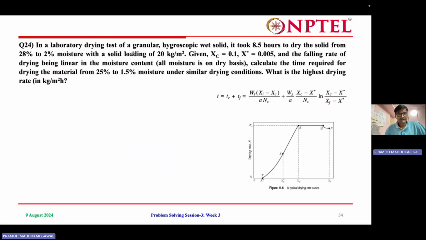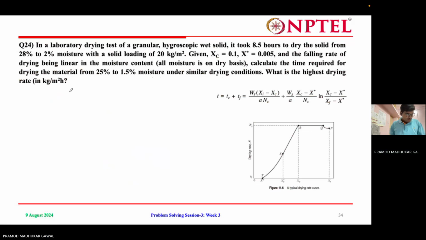In a laboratory drying trial of a granular hygroscopic wet solid, it took 8 hours to dry the solid from 28% to 2% moisture with a solid loading of 20 kg per meter square. Given x is equal to 0.1 and x star is 0.05, this is the equilibrium moisture, and the falling rate of drying is linear in the moisture content. All the moisture is on a dry basis. Calculate the time required for drying the material from 25% to 1.5% moisture under similar drying conditions. What is the highest drying rate in kg per meter square hour?